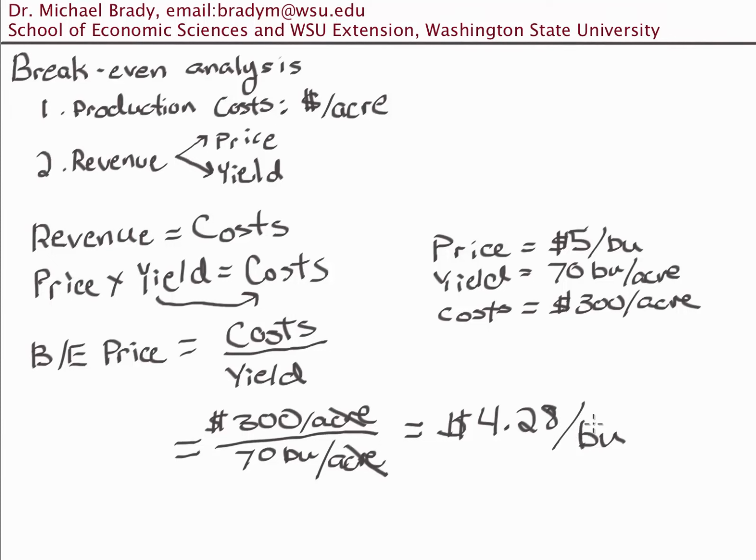So as long as the price is higher than $4.28 per bushel, money will be made. If price is less than that, then you'll lose money. This exact same exercise can be done where you calculate break-even yield. In that case, you would just bring price over to the other side of the equation.